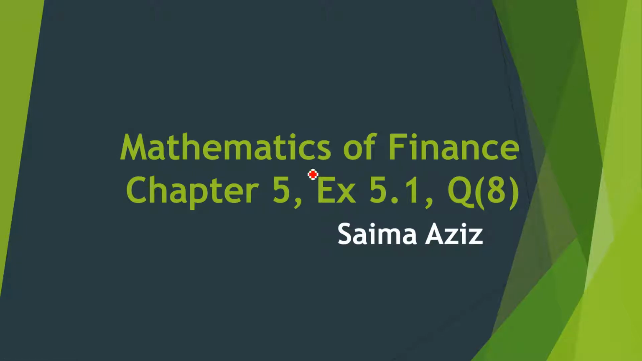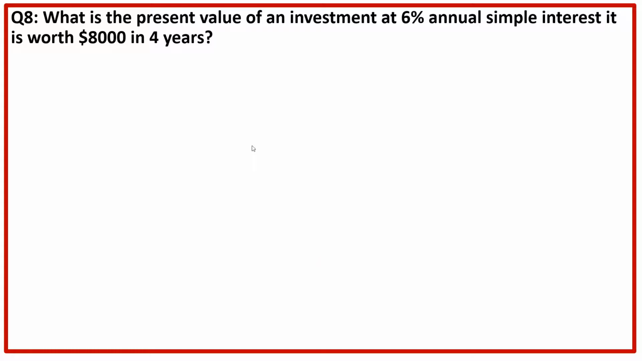In this lesson, we will discuss Mathematics of Finance, Chapter 5, Exercise 5.1, Question 8. The question is: what is the present value of an investment at 6% annual simple interest if it is worth $8,000 in 4 years? First I will write down the formula, and then I will explain what the requirement is, what you have to find out.